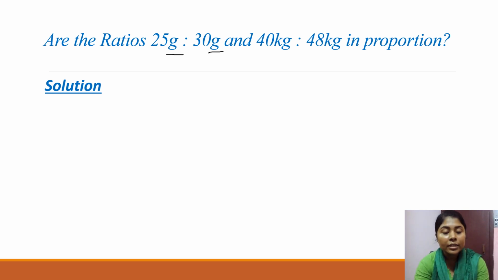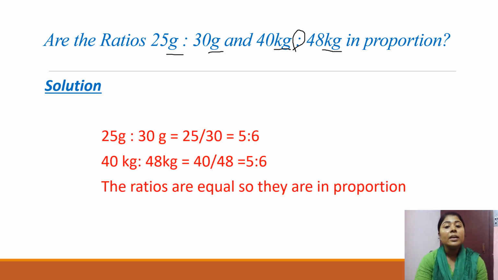Similarly, see in the other ratio, already we know this double colon, the ratio symbol. Here the first quantity is in the unit of kg, and the second one is also in the unit of kg. So both the ratios possess the same unit, so it is easy for us to do the ratio problem. But the question is, we have to check whether both the ratios are in proportion.